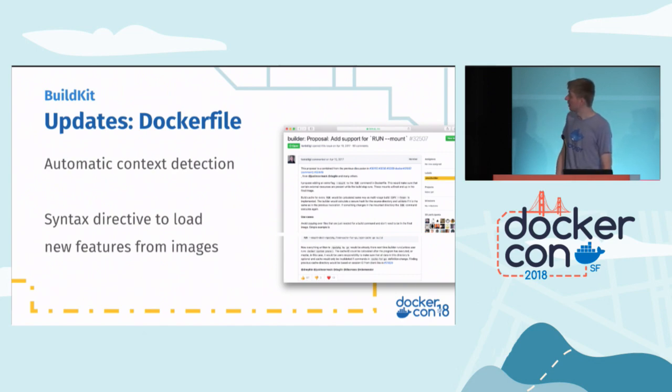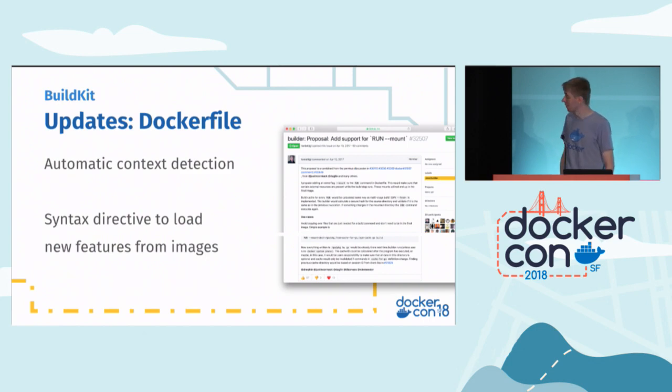And some of the Dockerfile updates that I quickly mentioned, like I showed you, we can now do the automatic context detection. So we look at the ADD and COPY commands, see what files you actually use, only transfer those files. We still do the change detection as well. So if you're doing a repeated build, we only send the files that changed.